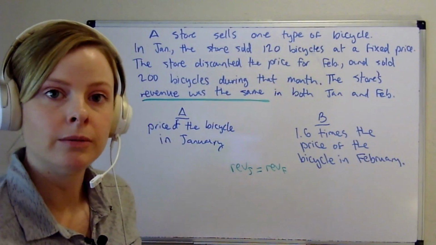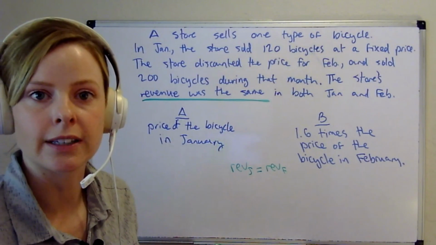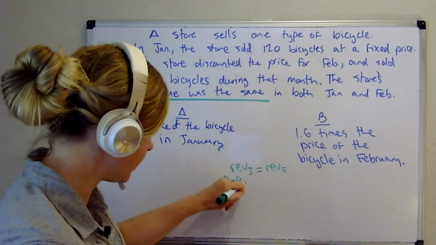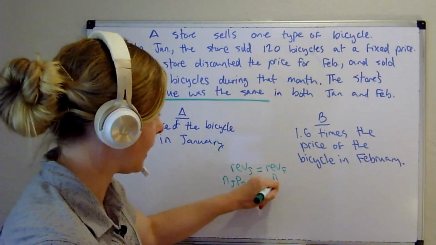Now, what's revenue? Well, it's just the number of things that you're selling times the price that you're selling those things at. So I know that the number that is sold in January times the price in January is equal to the number in February times the price in February.